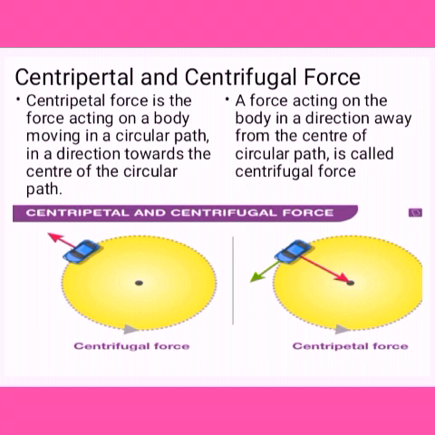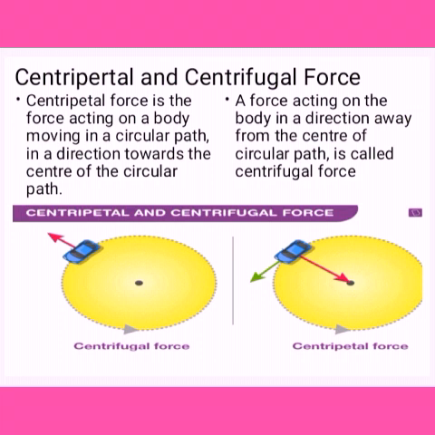Number 4, when a stone tied at the end of a string is whirled in a circular path, holding its end in the hand, you can see the tension in the string provides the centripetal force. In the absence of this force, the stone will not move in the circular path.